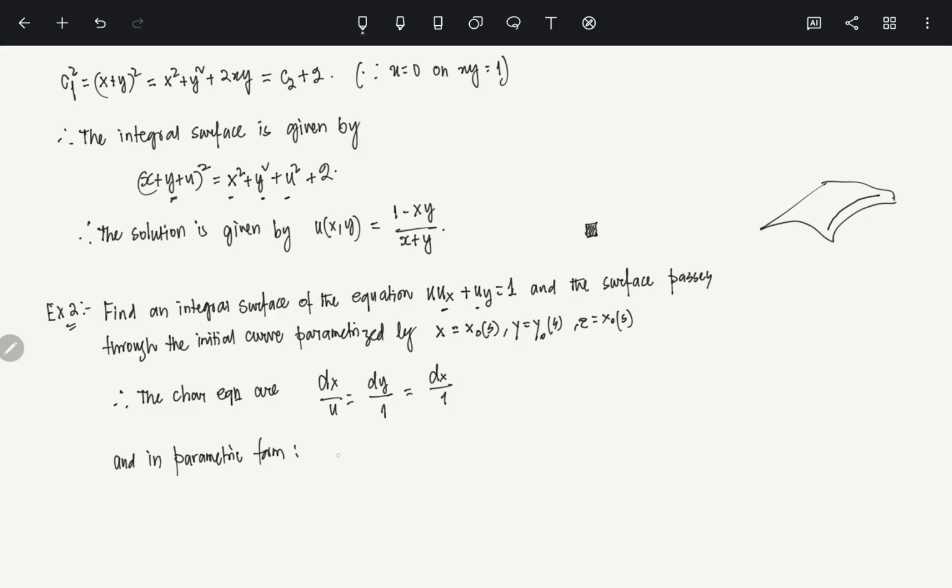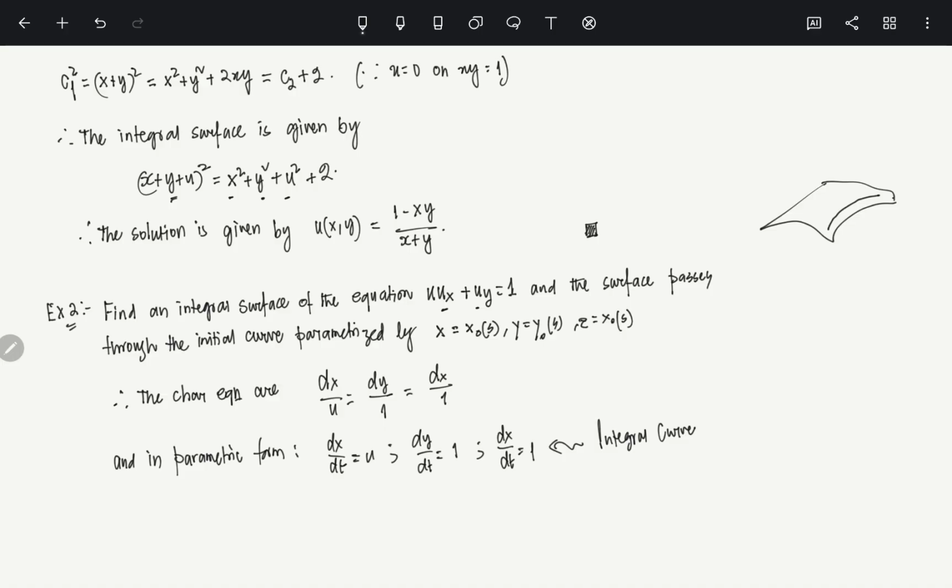They are given by dx/dt equals u, dy/dt equals 1, and dz/dt equals 1. Okay, so these are the parametric curve, you understand? And this is the integral curve. Essentially this actually represents the integral curve. Okay, integral curve. And what's happening is this: we are given the initial data.